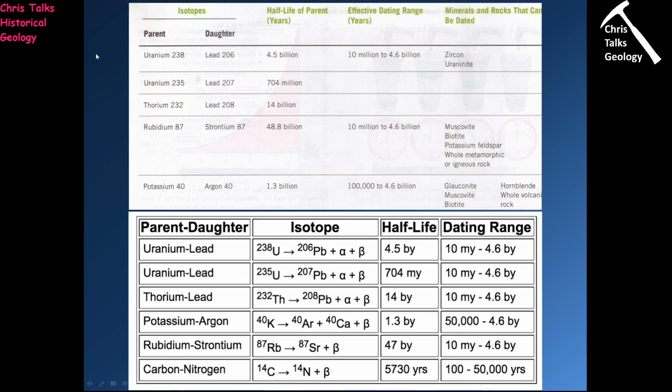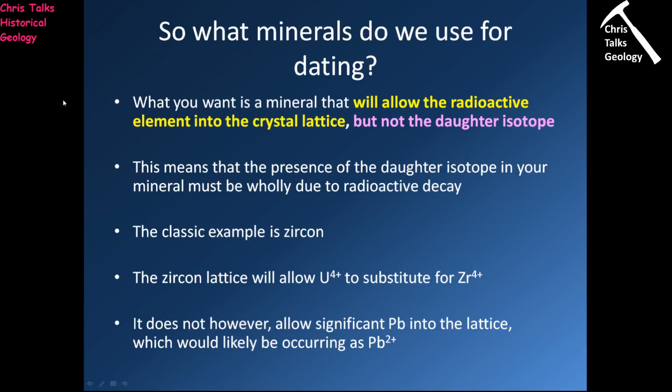Okay, so that's very important. Our mineral has to let in the radioactive parent isotope, but it doesn't let in the daughter isotope. So when our crystal first forms, it has no daughter isotope in the crystal lattice. So if we're using a crystal of zircon, zircon will let uranium into the crystal lattice, but it will not let lead into the crystal lattice. So when we come along and we measure our crystal of zircon, any lead that we find must have come from radioactive decay. It's the only way it could get there. So yeah, the classic example is the crystal zircon.